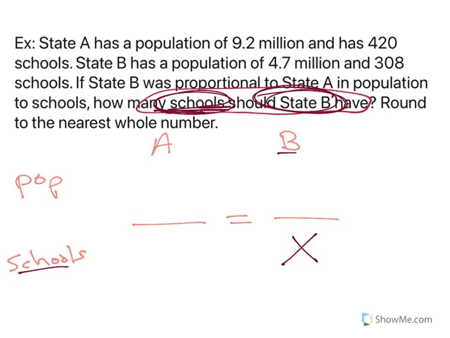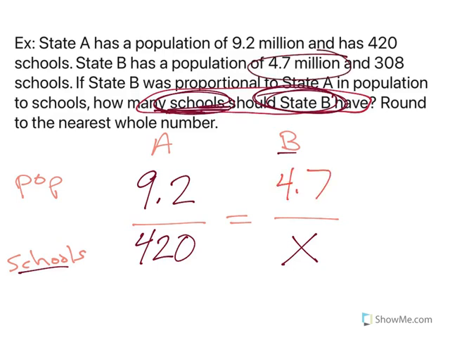We're trying to say, if we know that State A has 9.2 million and 420 schools, we know that State B has 4.7 million people. If B was proportional to A, meaning if this proportion is correct, then what should X be? We know the actual, but this is what it should be, if they're proportional. That's the idea. And now we solve this proportion. Okay, so cross multiply.